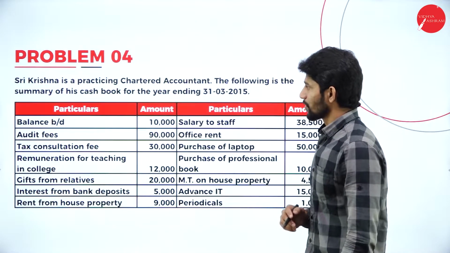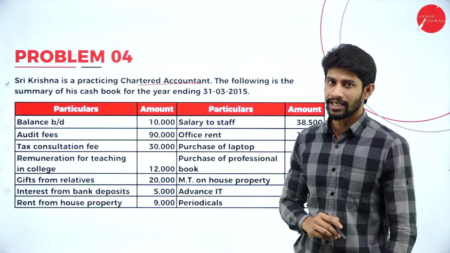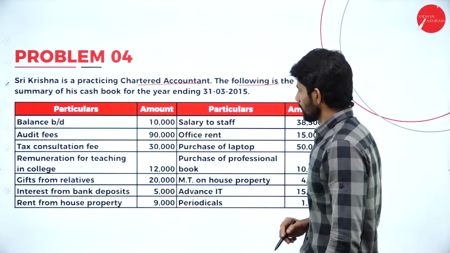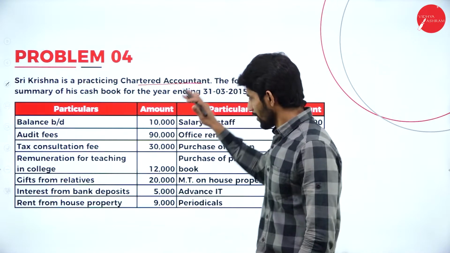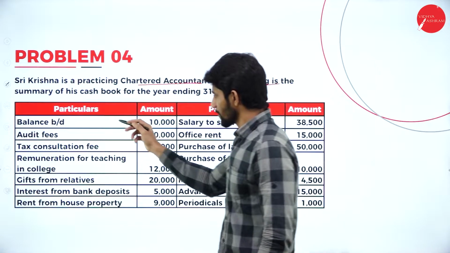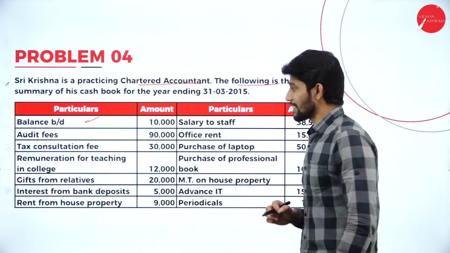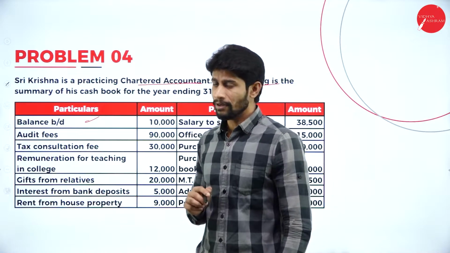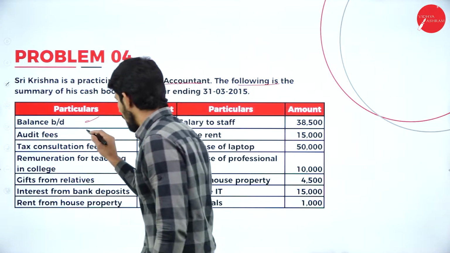Shri Krishna is a practicing chartered accountant. That means he is a CA. The following is the summary of his cash book for the year ending. So here we have a problem. Balance breakdown, okay, fine. Audit fees. So is audit fees an income or what? Yes, audit fees is an income for a chartered accountant. So what we are supposed to do is add it.